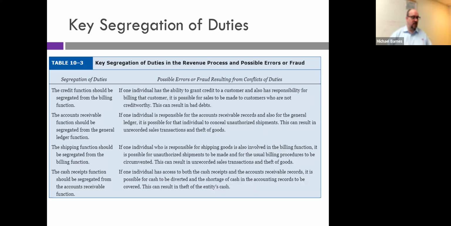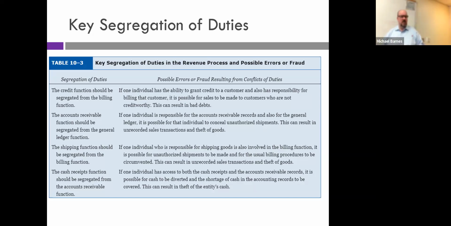Let's go to the third one. Okay, so cash receipts should be segregated from accounts receivable. Cash receipts, we said, is what? Custody, and then accounts receivable is going to be recording. Okay, so custody and recording again. If one individual has both access to cash receipts and accounts receivable records, cash could be diverted, and the shortage of cash in the accounting records could be covered. So somebody who receives the cash could put the cash in their pocket and say, "I never received the cash. I'm responsible for recording. I never received it." Yeah. That could happen, or they could say it was uncollectible, something along those lines. So separation of custody and recording.